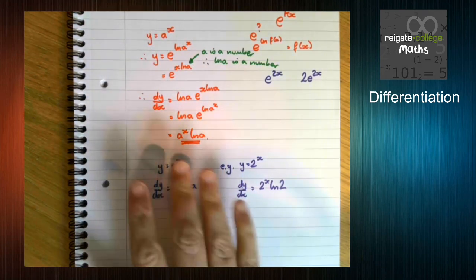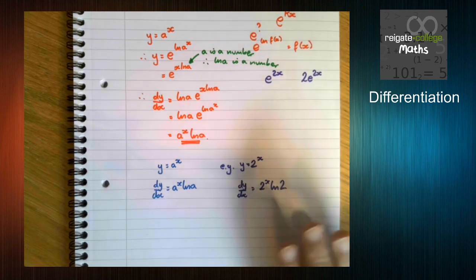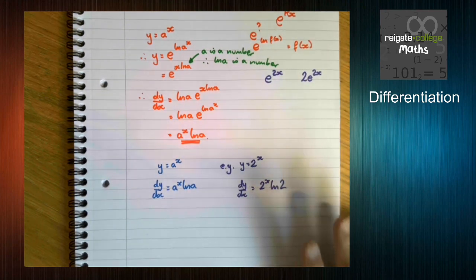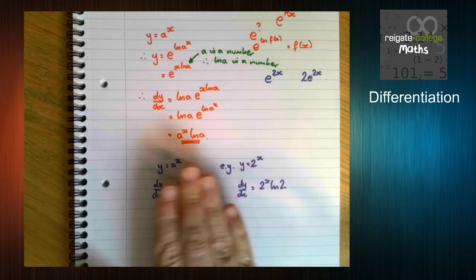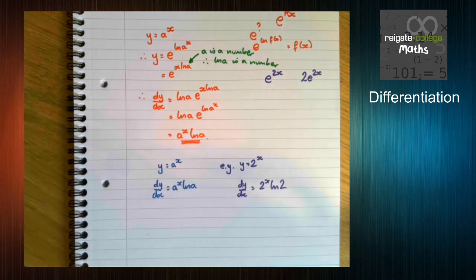There is another way to do this example that you can figure out later on when we look at something called implicit differentiation, but this is the more traditional way to do it. This is the simpler way to do it. And that's it for exponential differentiation. In the next video, we'll look at logarithmic differentiation as well.